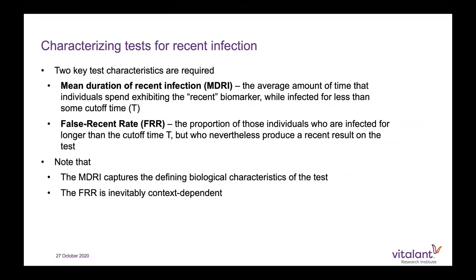Now, how do we characterize a test for recent infection of this kind? There are two critical test characteristics that we must define. The first is the mean duration of recent infection, or MDRI, the average time that an individual will spend exhibiting the recent biomarker after becoming infected, and the false recent rate, or FRR, that is the proportion of long infected individuals who nevertheless produce a recent result on the test. Note that the MDRI captures essentially the biological characteristics of the test, although it is somewhat sensitive to epidemiological context, while the FRR is inevitably context dependent.